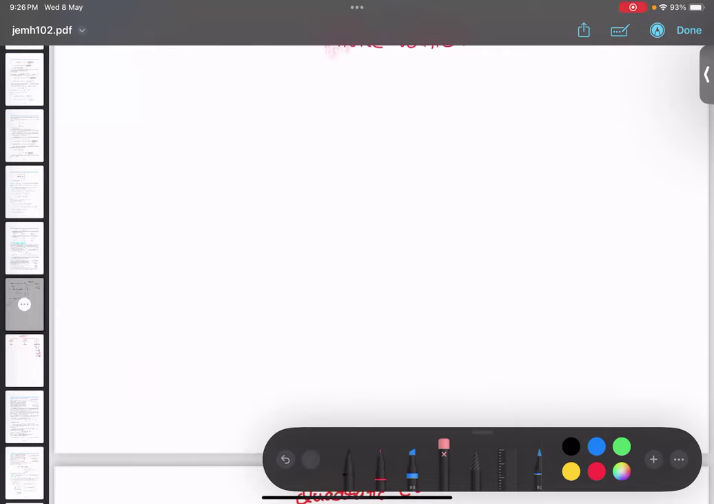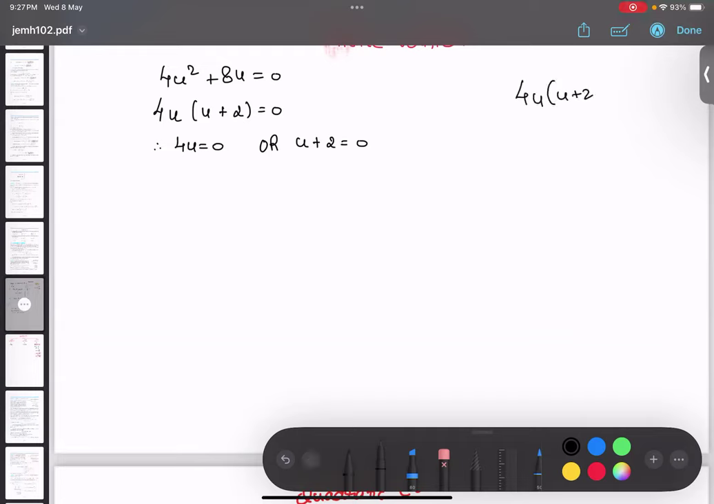4u square plus 8u equals 0. So I will take 4u common: 4u times (u plus 2) equals 0. Therefore, 4u equals 0 or u plus 2 equals 0. Try to understand this line. When we are saying 4u multiplied by u plus 2, this is one number and this is another number, and we are saying the product is 0. So when can we have product 0? Either a equals 0 or b equals 0. Understood? That is the reason we are equating it to 0.